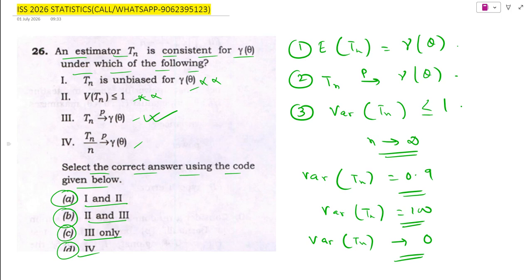Now come to the statement number 4. The estimator itself should converge, not Tn by n. So this statement changes the estimator completely, and there is absolutely no theorem saying Tn by n must converge to the parameter. So statement number 4 is also false. So what will be the conclusion? Statement number 3 is correct. Therefore, the answer will be only option number C, statement number 3 only.